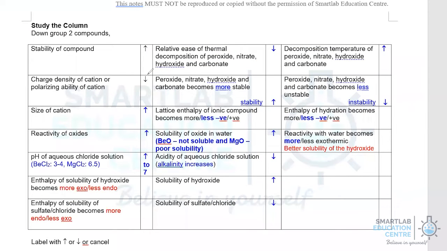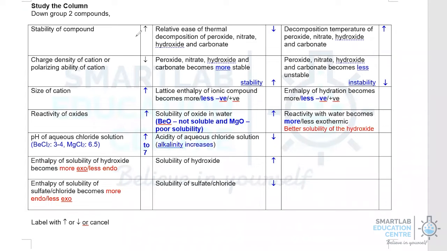Let's finally take a look at the stability of compounds. So down the group, stability of compounds increases, so relative ease of decomposition decreases, so the decomposition temperature increases down the group as the compound becomes more stable. Charge density of cation and polarizing ability decreases down the group, as we mentioned earlier.